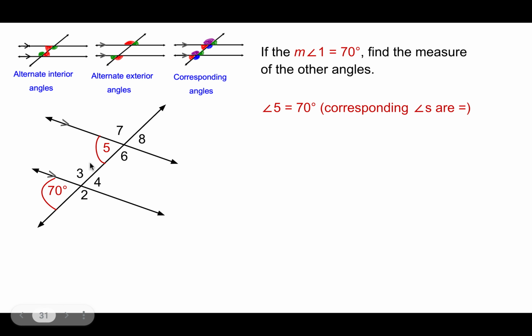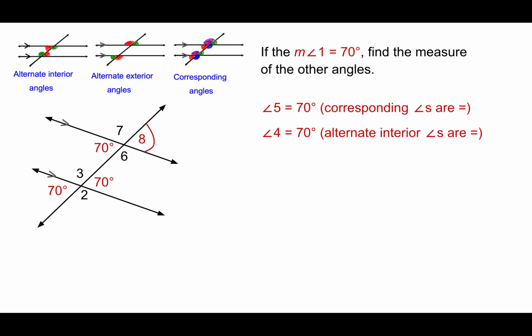They're on the same side of the transversal, but notice this one is below the first line and this one's below the second line. Now let's look at angle 4. I know that angle 4 and the 70 degrees are also equal because for this one, I notice that they're on opposite sides of the transversal, but they're both inside the parallel lines. So alternate interior angles are equal.